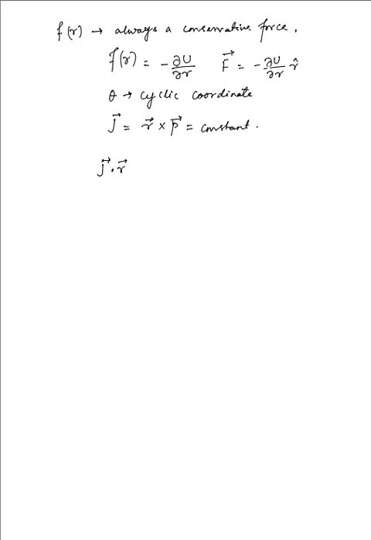If we take the dot product of J and R, I write it like this for convenience. Then we have R dot (R cross P), and as you know, dot and cross can be interchanged, so we have (R cross R) dot P, and R cross R obviously goes to 0. So this value goes to 0, and because this value goes to 0, what we get is R dot J is going to 0. That means they must be perpendicular to one another.